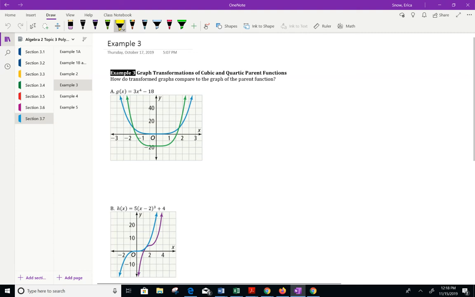Transformations, you guys should be really comfortable with. So this 3 right here is going to stretch it by 3. Let me spell stretch right. And then that negative 18 is outside the parentheses, so we're going to go down 18. And that's exactly what happened. So this got skinnier, it's stretched, the green is stretched, and it went down.